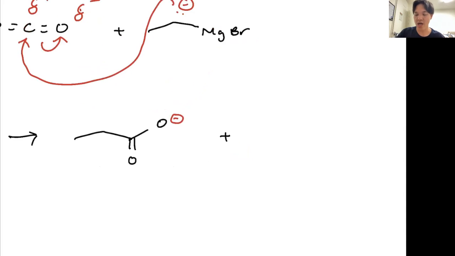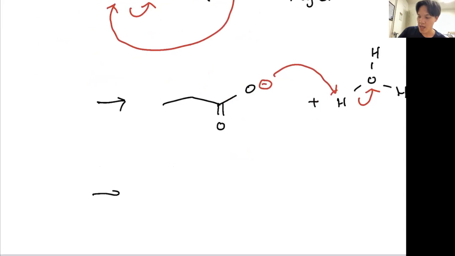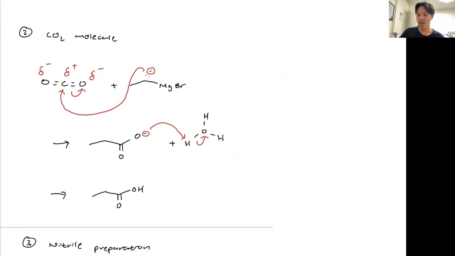So if we do an acidic workup, we can use any acid we want. I'll just use a H3O compound over here. We can take the acidic H, and now we're left with a carboxylic acid, right? OH.